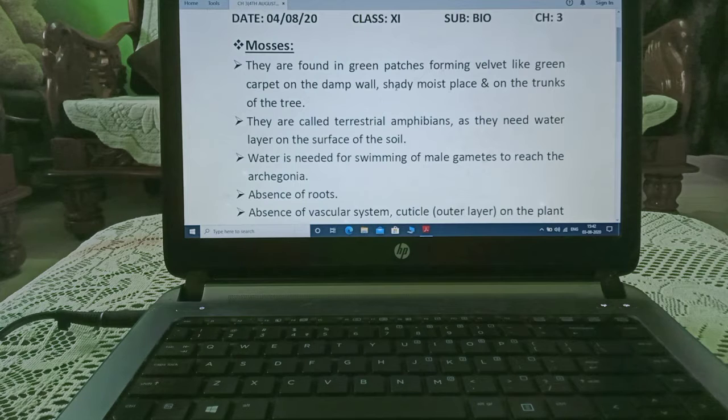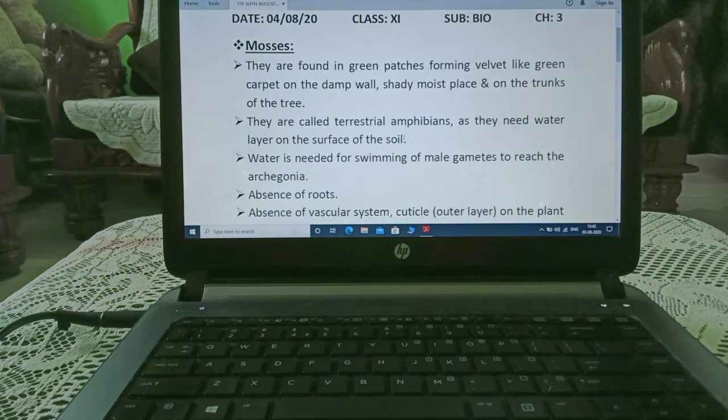We know that shady means they are present in areas where more shade is coming. Damp wall: if the wall is wet, they are present there and form green patches, and sometimes they are present on the trunks of trees. We know that on a big tree, the brown-colored structure present on the stem is known as the trunk.